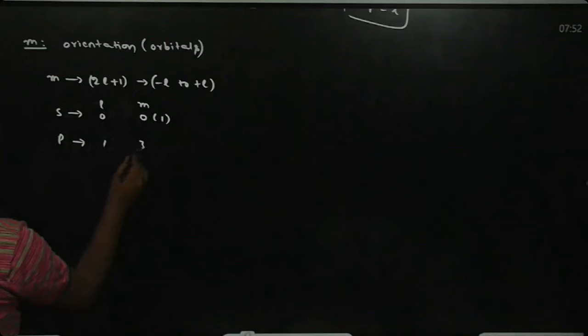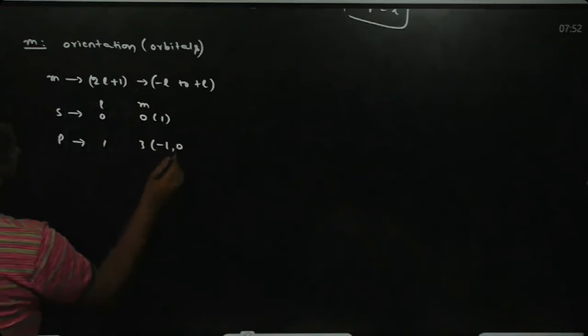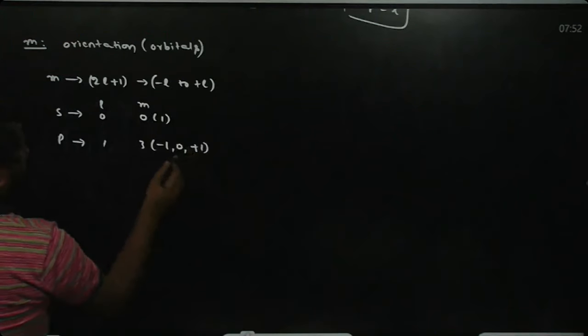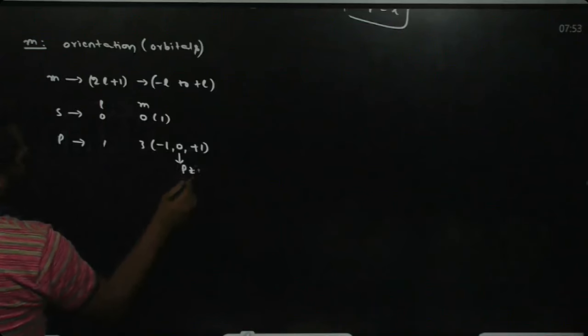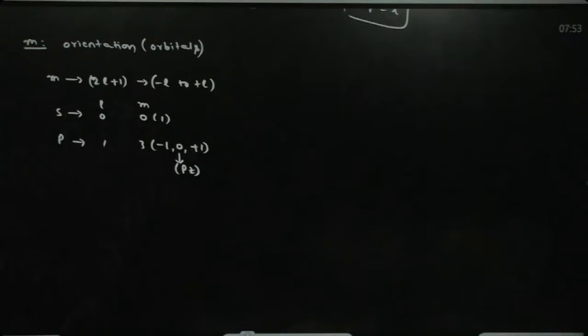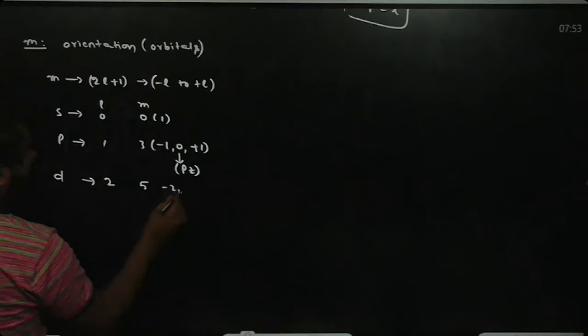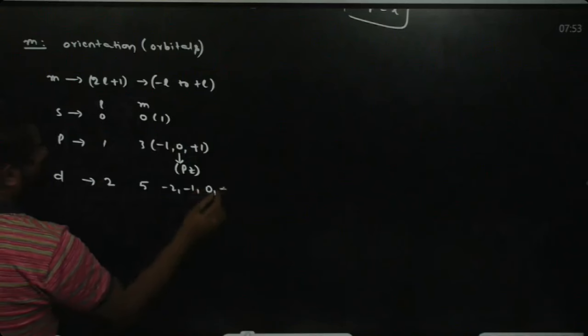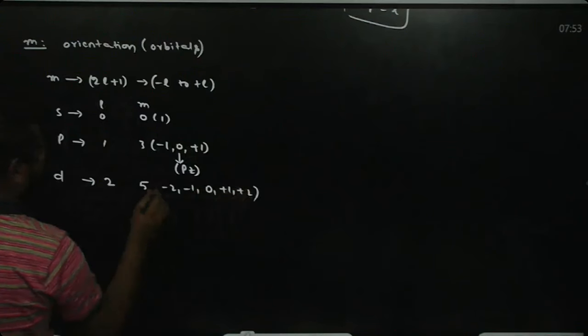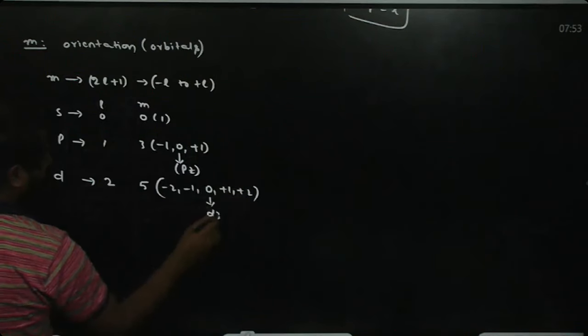Okay. If you take the p orbital, l value is 1, 2 into 1 plus 1, so we have 3. The 3 are minus 1, 0, plus 1. The 0 stands for the pz orbital. Don't be confused. While coming to the d subshell, we have l value 2 and m values 5: minus 2, minus 1, 0, plus 1, plus 2. You can remember 0 stands for the dz square orbital.